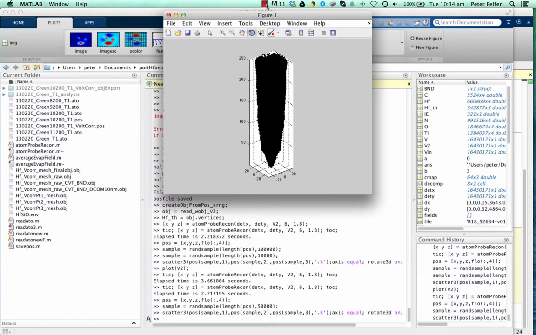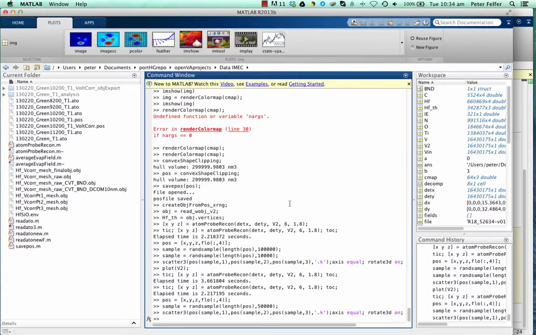And ta-da! There's the atom probe reconstruction, or there's my atom probe reconstruction. So go, take the code, play around with it, have fun, come up with your own ideas for reconstruction, how to improve it, and I think that will help every one of us in the atom probe community.